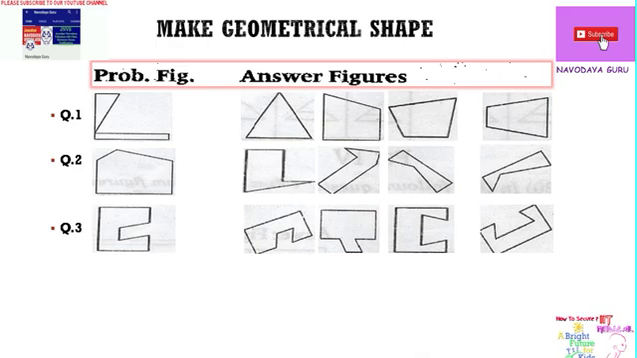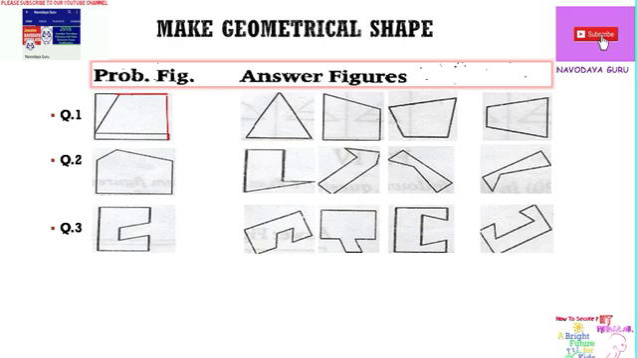Let's go to question number 1. In problem figure 1, we can see there is, what is this figure? It's a rectangle but it's incomplete. We have to find the incomplete figure. So to find the incomplete figure, we have to draw it. So let's draw. Now we have drawn the incomplete figure.